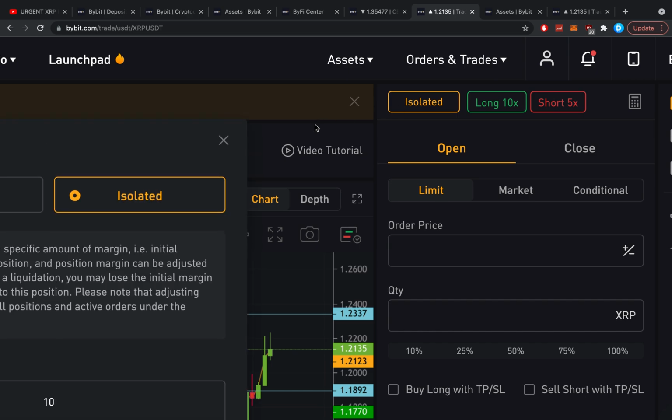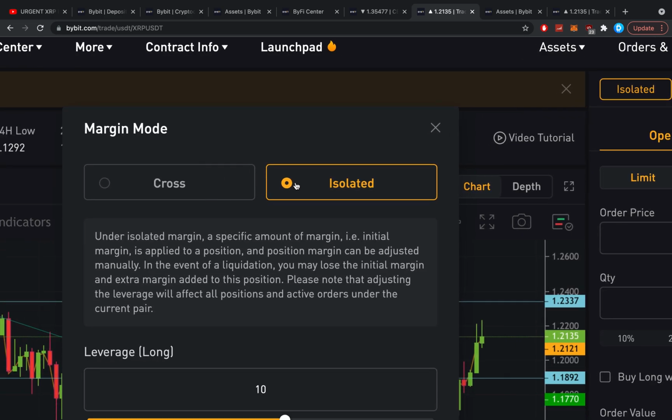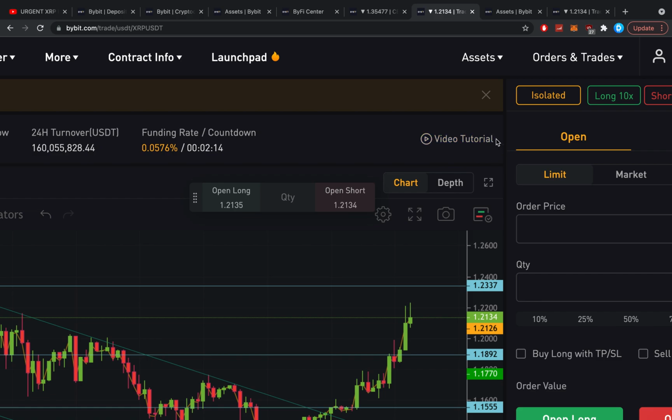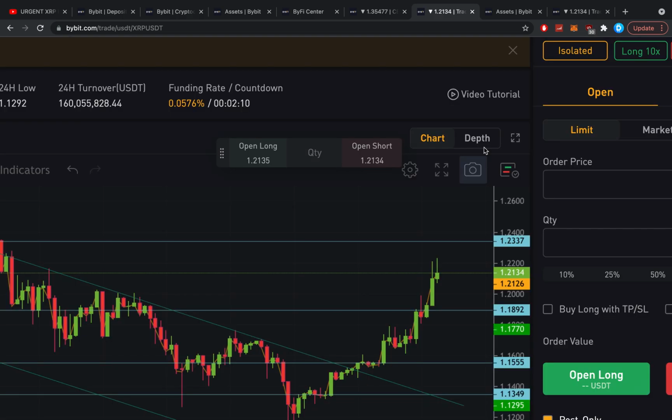So isolated is actually an option that you have. You have two different ways to trade with leverage, cross and isolated. In the easiest terms, I would say just read what it says right there because that's always going to do you the most benefit. Or if you don't want me to cover it, there's also a tutorial function right here to watch a little video for how to use everything.